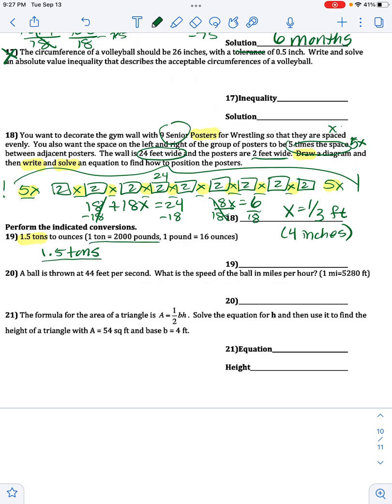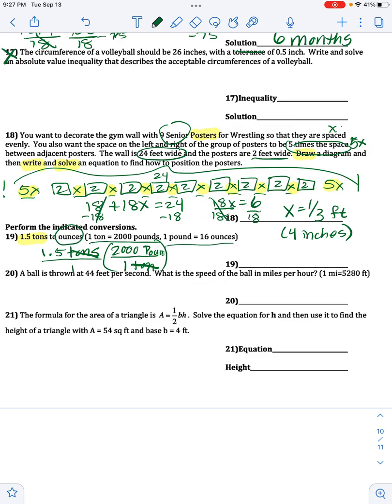So if I like to think of this as being over 1, then I'm going to set up my little tumblers so they can all come crashing down. But in order for the tons to cancel out, since they're on the top of my original statement, I'm going to need the tons part of my conversion on the bottom. So 1 ton goes on the bottom, 2,000 pounds goes on the top. This tons cancels this, just the units cancel out. But now I'm at pounds, and I need to be at ounces. That's what I'm trying to get to.